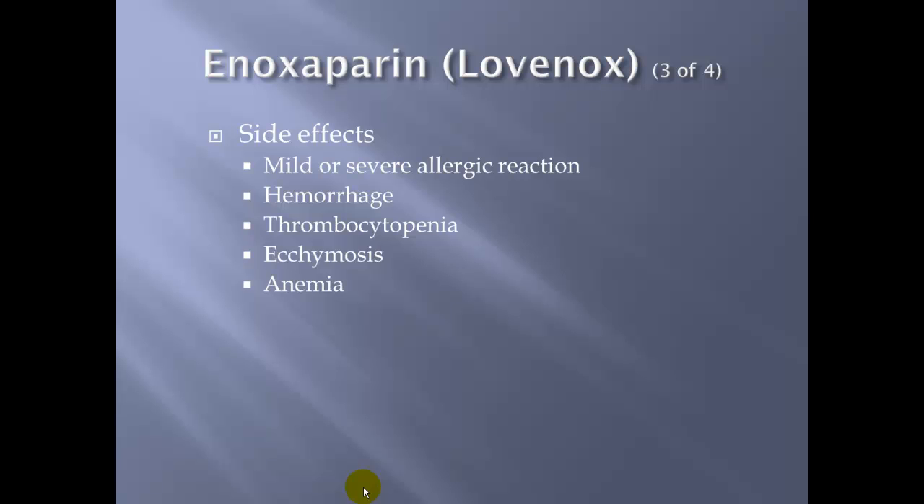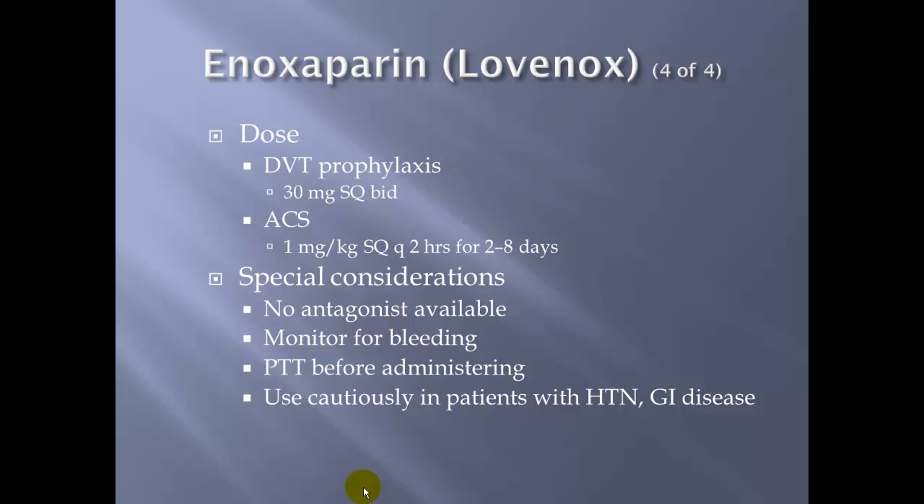Side effects: mild or severe allergic reactions, hemorrhage, thrombocytopenia, low platelet count, ecchymosis, bruising, or anemia. Dose for DVT prophylaxis is 30 milligrams sub-Q BID, and for acute coronary syndromes is 1 milligram per kilogram sub-Q every 2 hours for 2 to 8 days. Special considerations: there is no antagonist available, so protamine won't work on this.